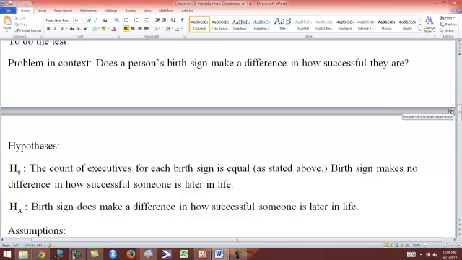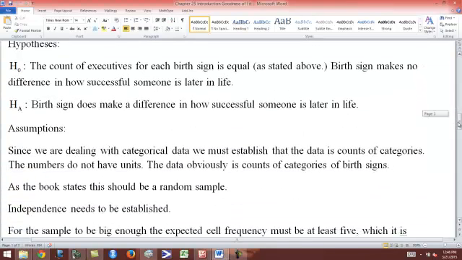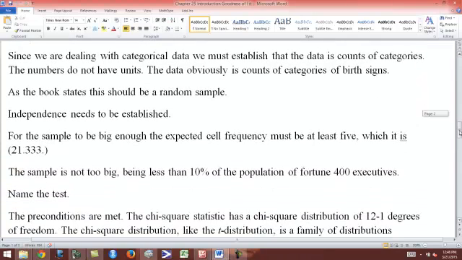Either your sample fits the expected categories or it does not. There isn't anything else. There's not less than or greater than or not equal to. Okay, assumptions. Since we are dealing with categorical data, which is something new, we must establish that the data is counts of categories. The numbers don't have units.